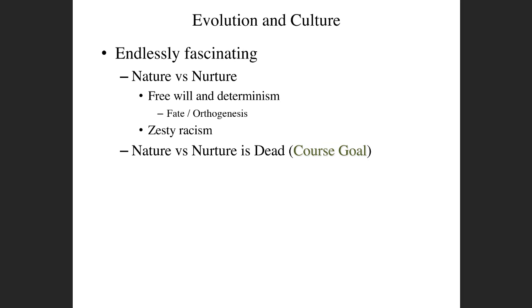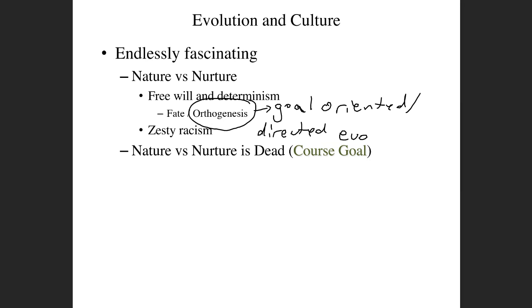We'll be talking about this idea a little bit more, but I don't want to use a word without defining it. Orthogenesis is the idea of goal-oriented, or directed, or even directional evolutionary change.